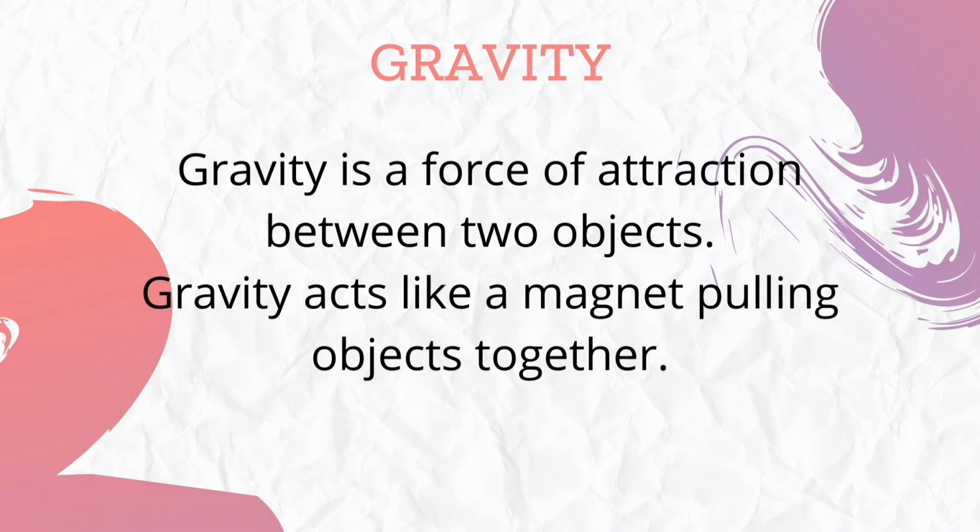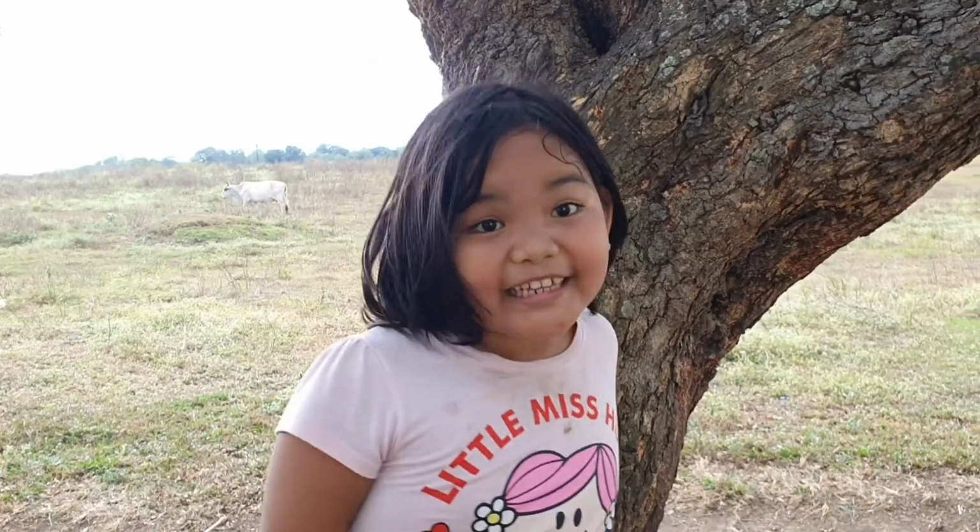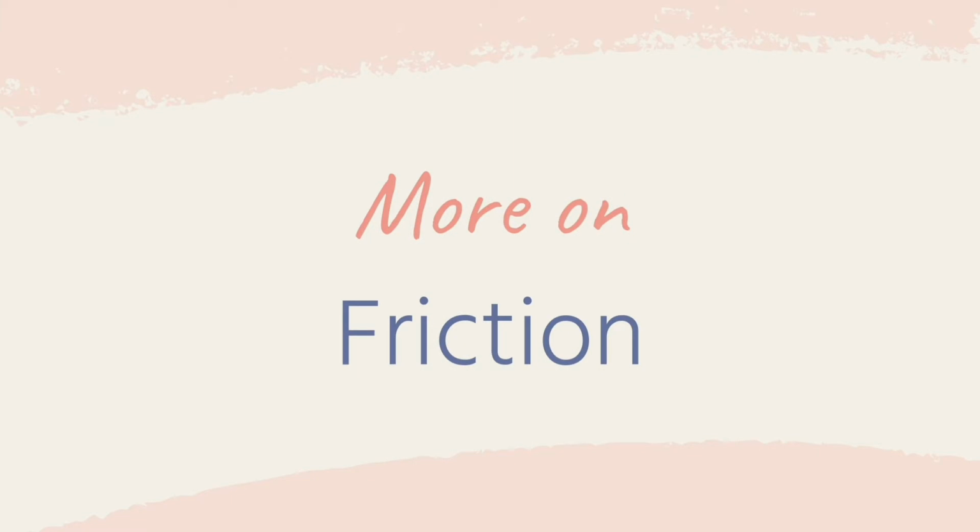Gravity is a force of attraction between two objects. All objects with mass have gravity. Gravity acts like a magnet, pulling objects together. Oh, really? Now let us talk more about friction.